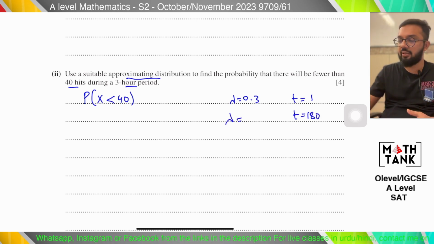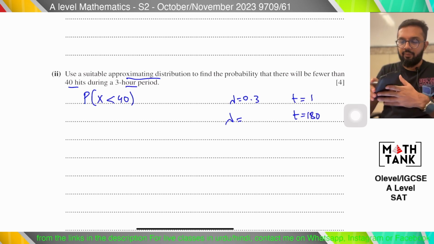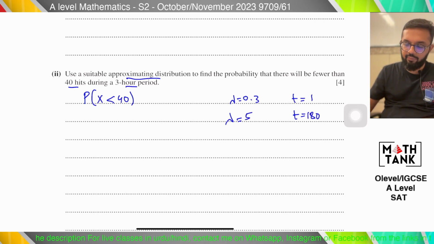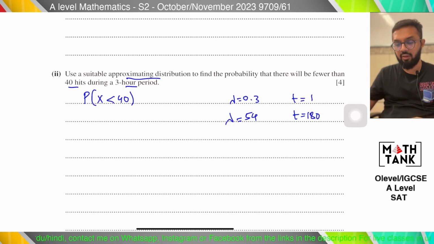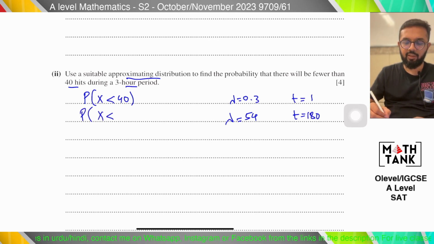What's the new lambda? It's 0.3 into 180, 54. Okay, so I have 54 here. Now I know that lambda is large when lambda is greater than 15. You sort of convert a Poisson into a normal distribution, but whenever you're doing that, you need to do a continuity correction first. You say that the continuity correction is going to be x is less than 39.5. If you don't remember the rules, please make sure to go back and revise the rules for continuity correction.